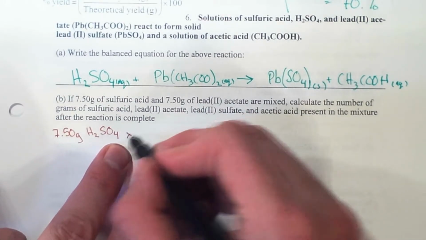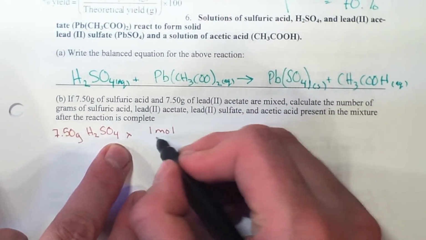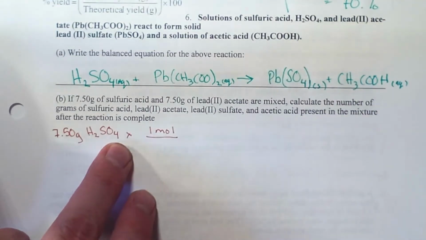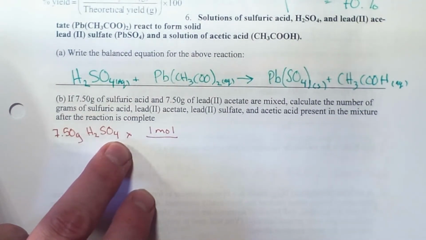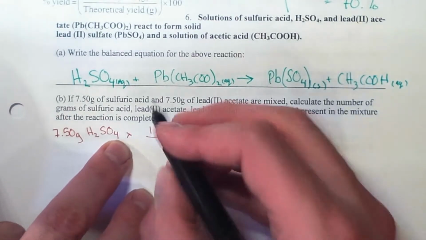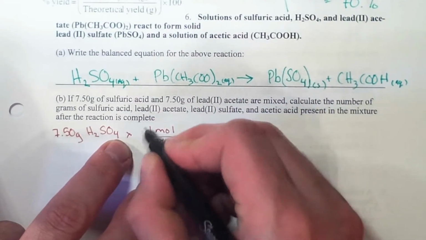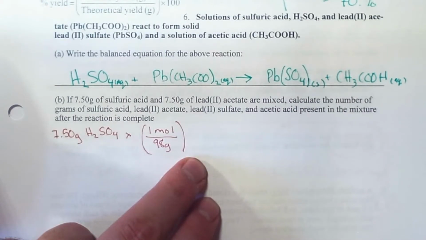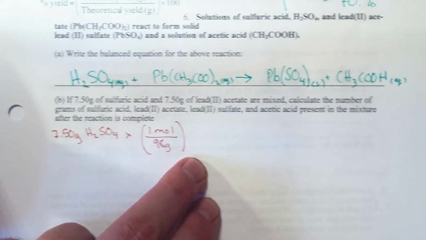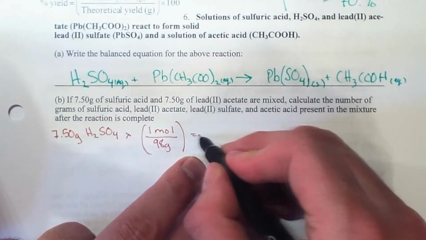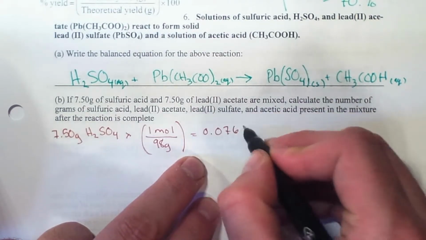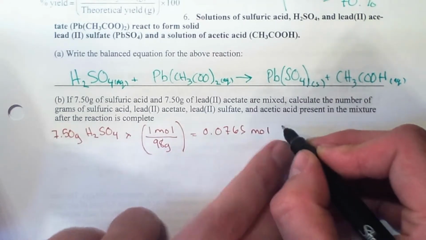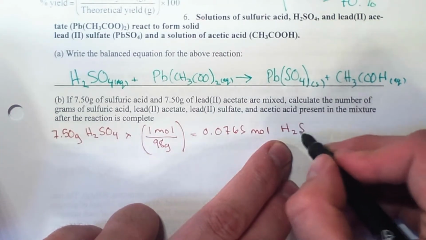And we're going to go to moles. 32 plus 2 is 98 grams per mole. Equals 0.0765 moles of sulfuric acid.